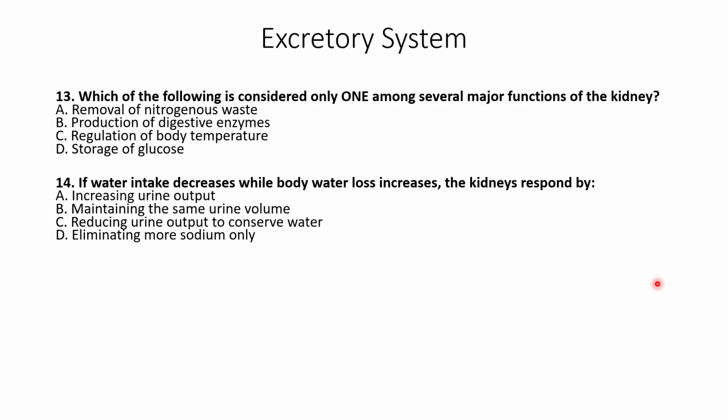Okay, so now if water intake were to decrease while body water loss increases, the kidneys respond by doing which of these following activities or which of these mechanisms? So this is like a homeostasis question, right? How is the kidney maintaining homeostasis in a condition where there are external environmental cues that may cause some tension in the body or dysregulation in the body?